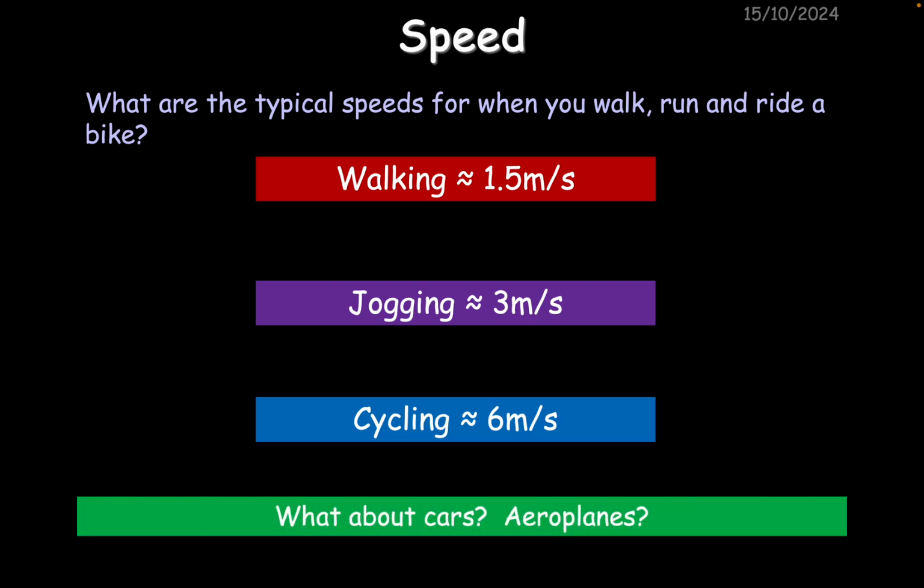Okay, so what about cars and planes? Well, cars go in kilometers per hour, so you'd have to change the units, but they'll be in tens of meters per second, as we saw in one of the questions before, and aeroplanes go about 800 kilometers per hour, so again you'd have to work it out, so it'll be in hundreds of meters per second.